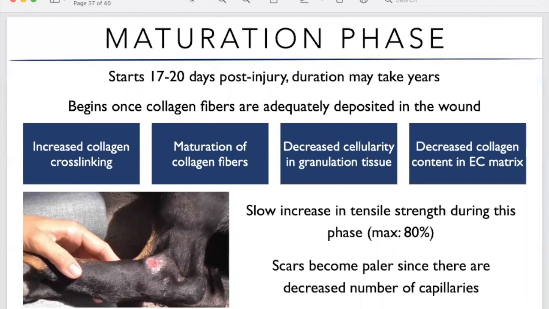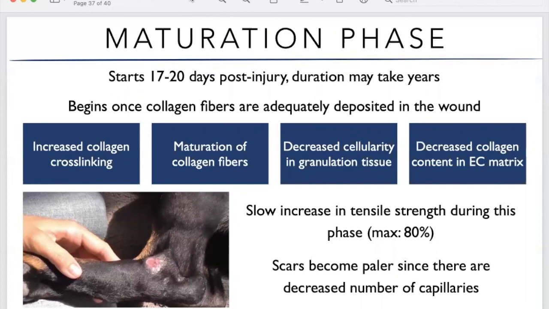Okay, now last phase would be the maturation phase. This is 17 to 20 days post-injury. Duration may take years. Okay, but why? What happens here? Why is it taking years? This is activated or it begins once the collagen fibers are adequately deposited in the wound.